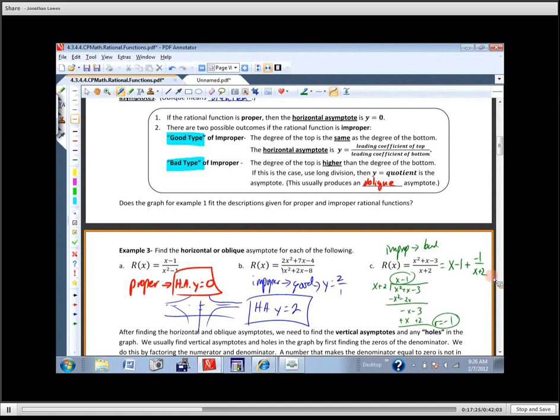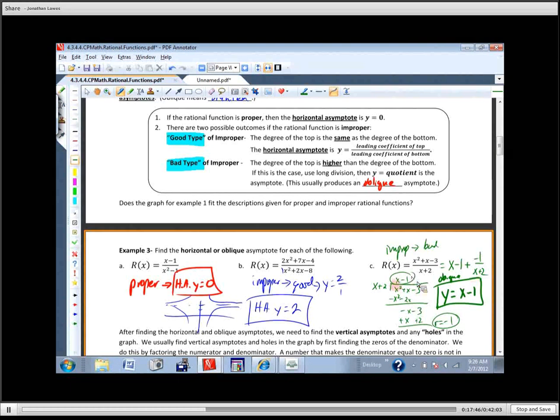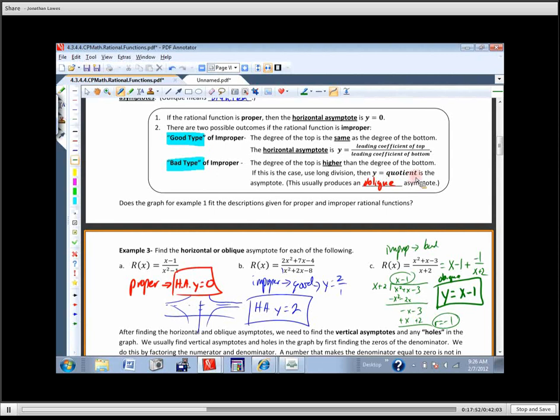Now, here's the great part about figuring out what the oblique asymptote is. The oblique asymptote on this one is y equals x minus 1. That's our oblique asymptote. All it is, is y equals the quotient. See what I set up here? If that's the case, we use long division, and then y equals the quotient is the asymptote. So here's the quotient. We don't even have to worry about the remainder. Just figure out what the quotient is, and it's going to be y equals x minus 1. So it looks like this.